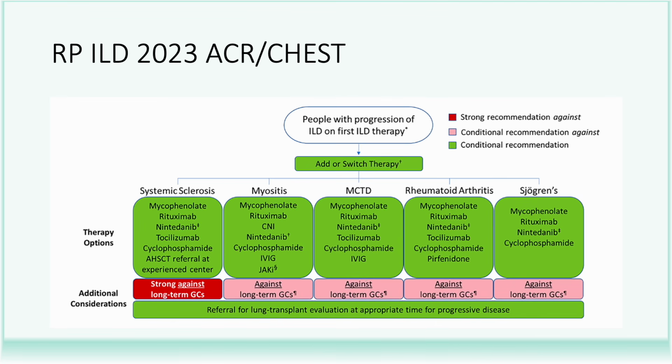Lastly, rapidly progressive ILD. This is the 2023 flowchart where they said that if it's rapidly progressive, do not be conservative. You add or you switch therapy. If it's systemic sclerosis, again, strongly don't try long-term glucocorticoids. Give mycophenolate, rituximab, add antifibrotics, give cyclophosphamide if required. If you have to look at hematopoietic stem cell transplant, that can be done as a referral. So that all can be done.